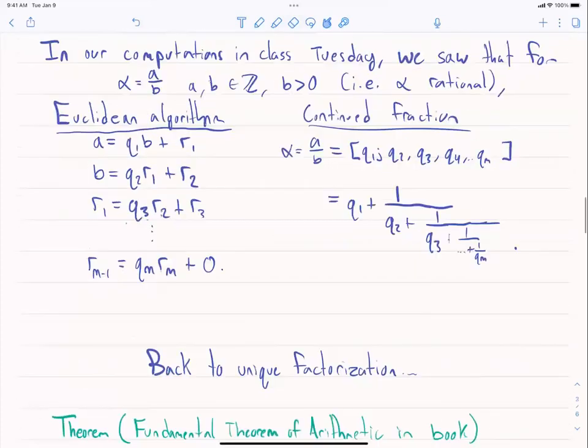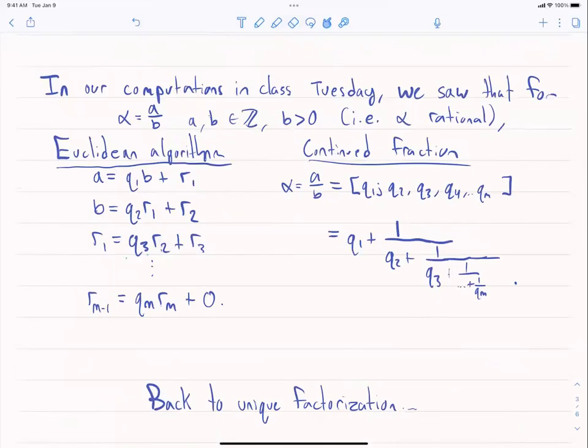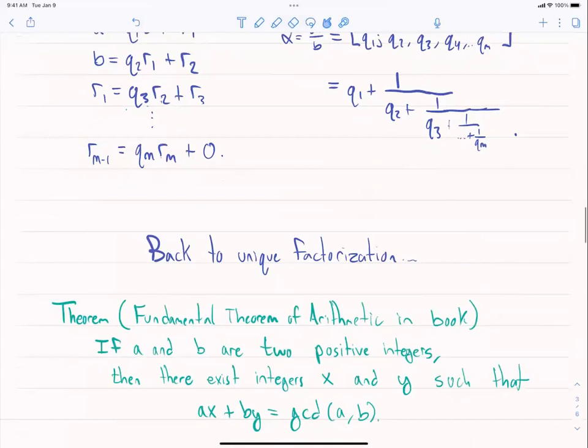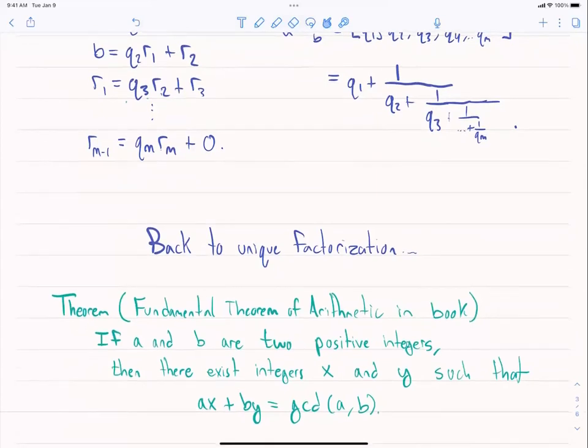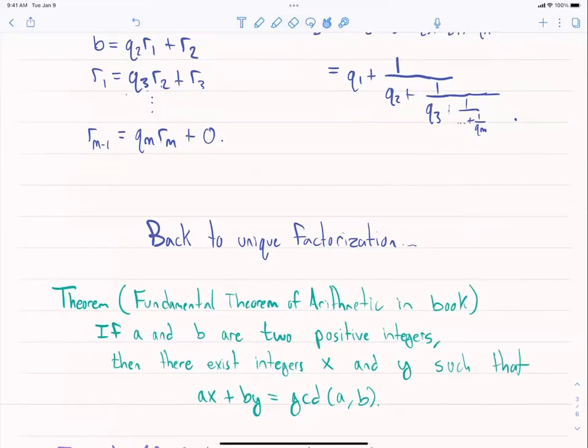Okay, so good. I wanted to say those things about continued fractions, and we'll touch back on this relation between continued fractions and the Euclidean algorithm one more time today. But now I want to get back to unique factorization. The main thing we need out of the Euclidean algorithm and this whole picture that we've been doing in GCDs is a tool that's going to let us prove the uniqueness of prime factorizations, and that tool is this theorem.